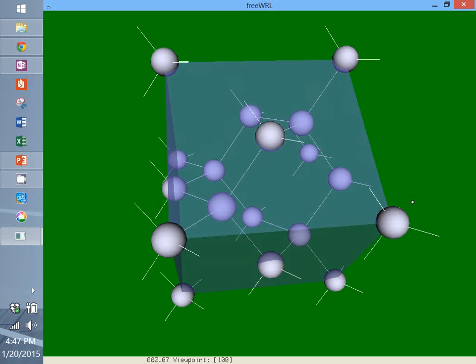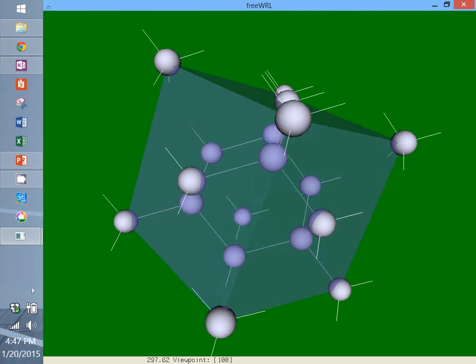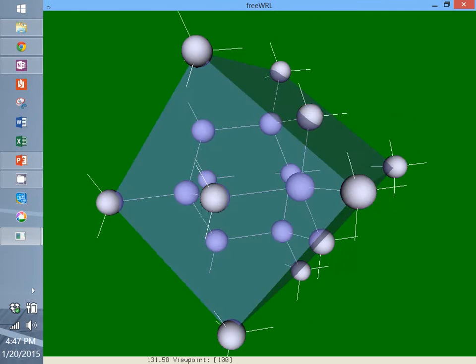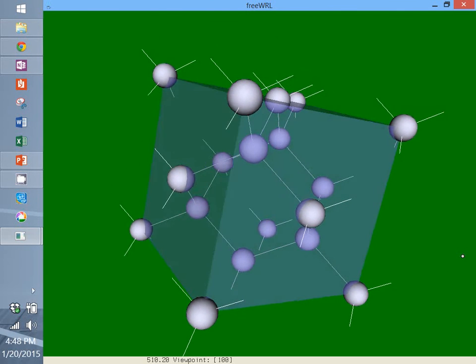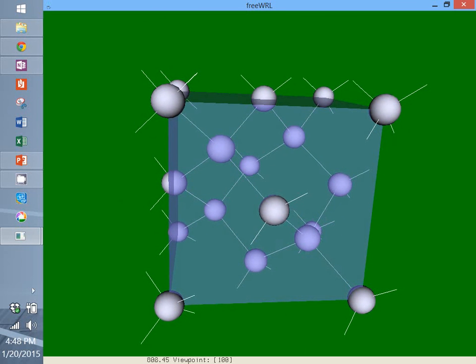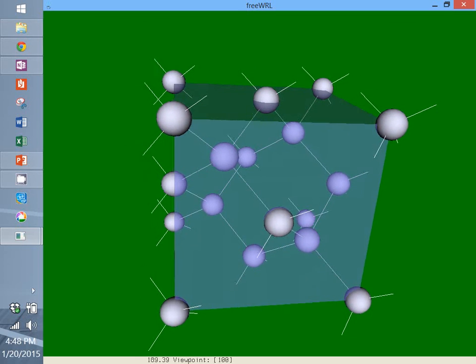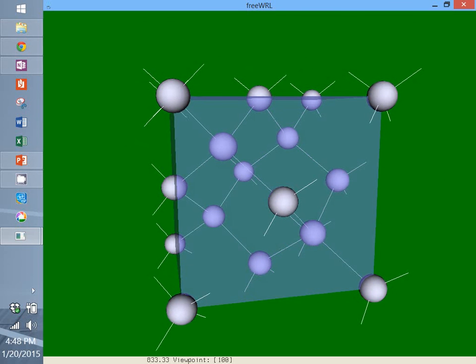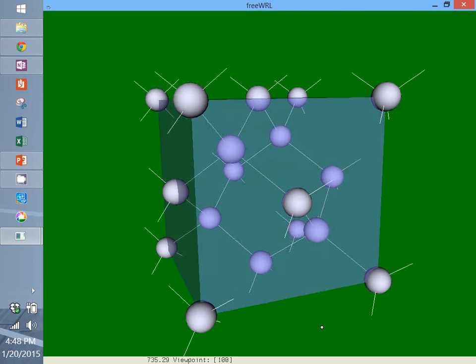Now, the diamond lattice has an additional four atoms inside of it. This is the part where it's really helpful if you're able to open this up and take a look at it yourself. You can see that inside this lattice we have one, two, and then we have another central atom here and another central atom here.